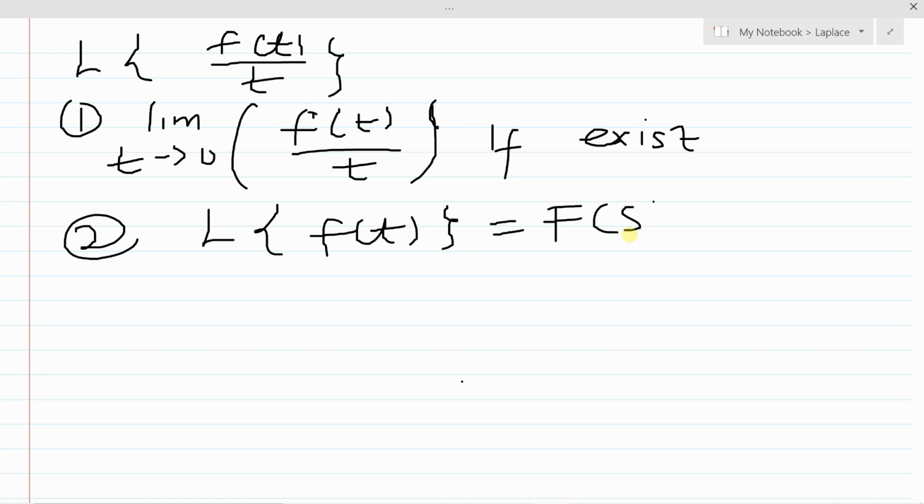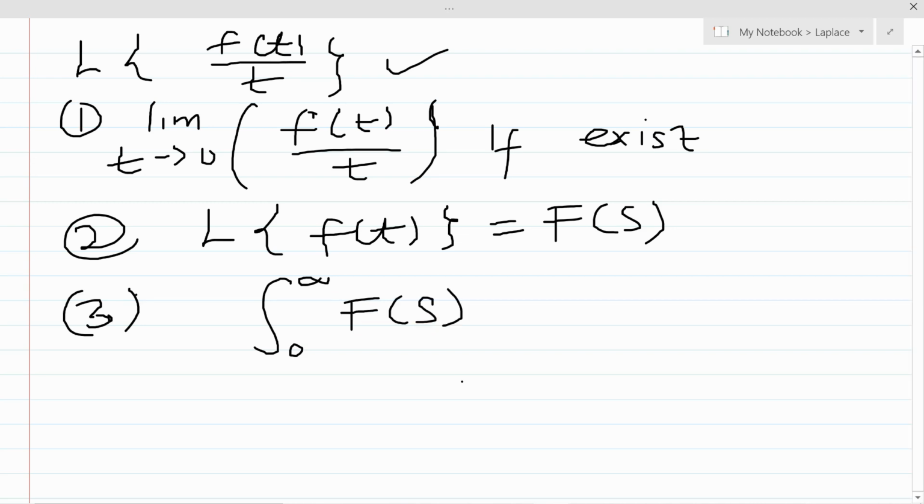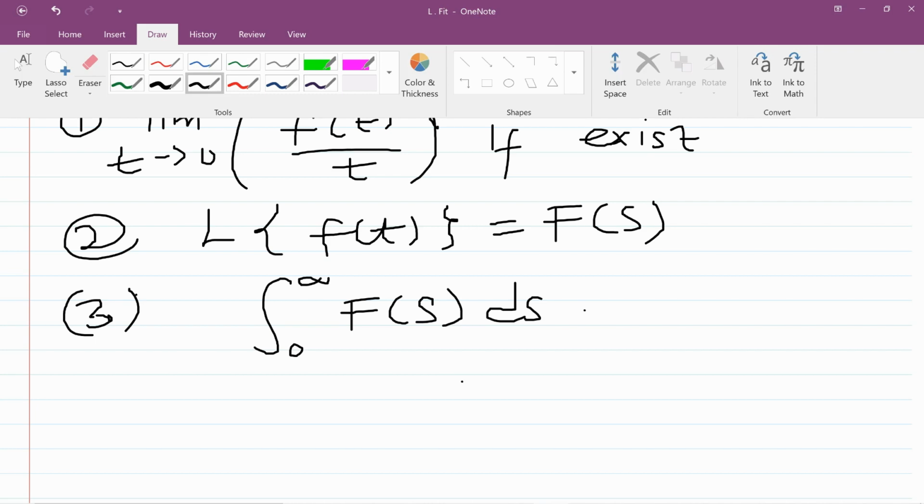F of s. Then the last step is the solution to this whole problem is equal to the integral from 0 to infinity of this capital F of s ds. So here you apply your basic ideas in integration, and also you use improper integrals. Alright, so let's get into this and solve one example, and then we'll be done for this lesson.